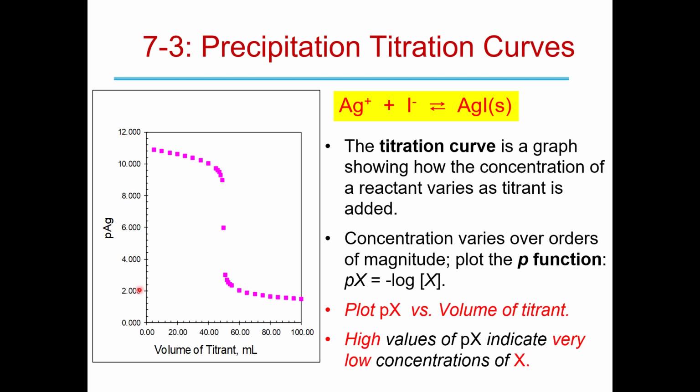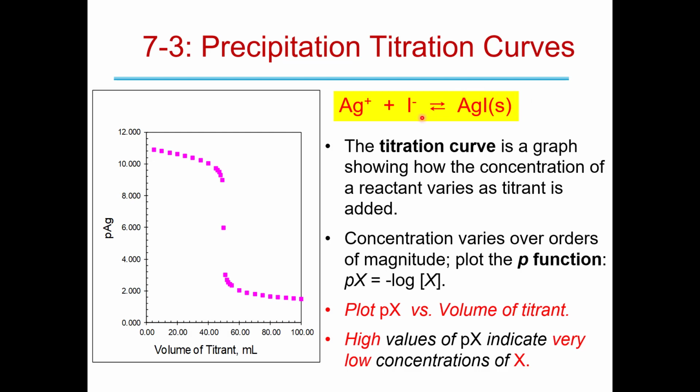And low concentrations, or low pAg values, indicate higher concentrations of X. So you might wonder, why is it that up here we have any silver concentration at all, right? So we've added silver, but not enough to completely react with all of the I minus, let's say. So why would there be any silver there at all?